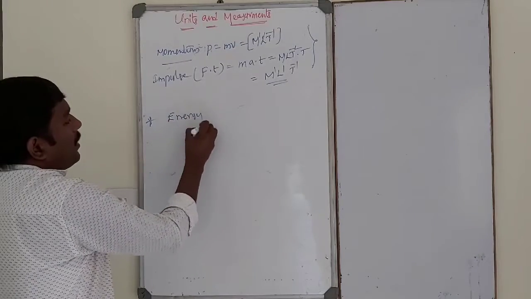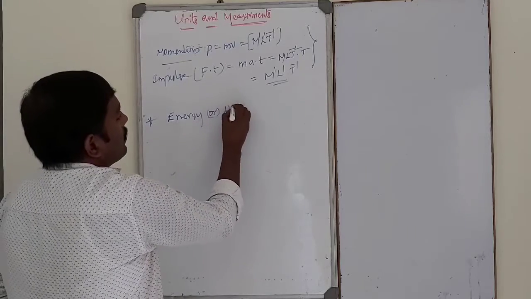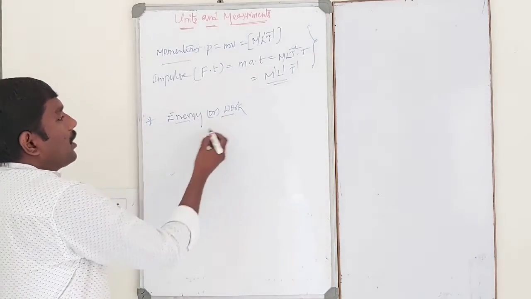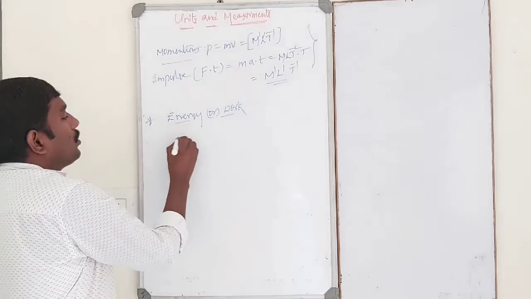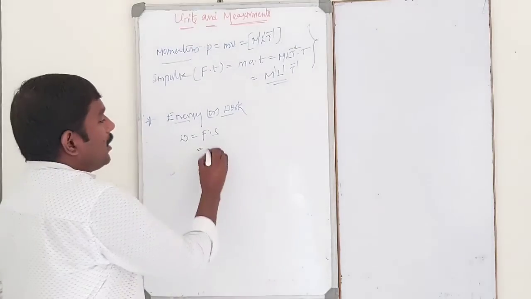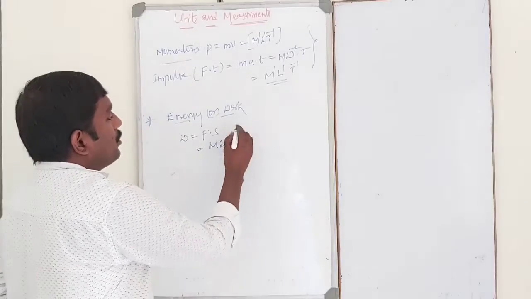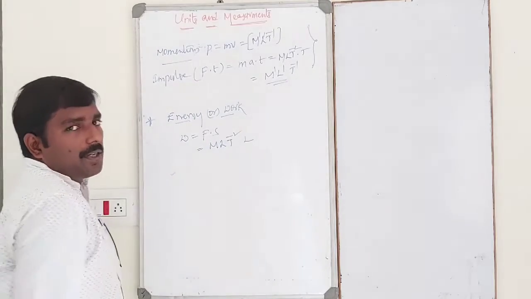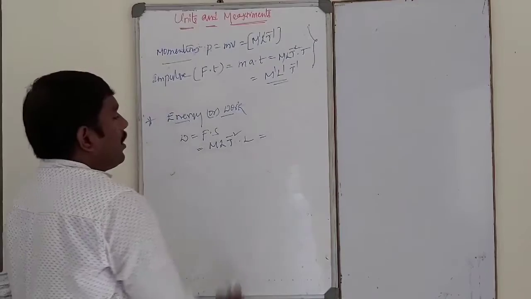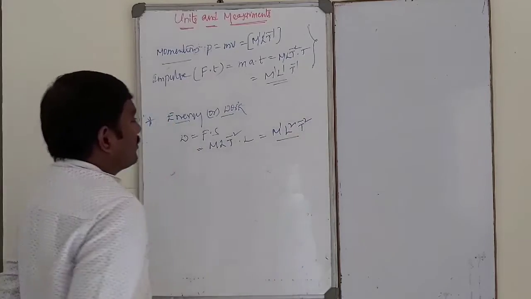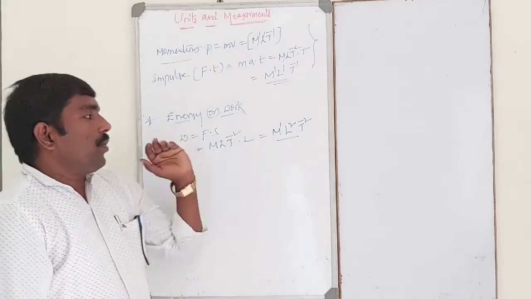Next one, energy or work. Dimensional formula for energy or work. Work done W is equal to force into displacement. Force we already know, that is M L t power minus 2, and displacement is L, displacement or distance, whatever it is. So the dimensional formula for work done is M power 1, L power 2, t power minus 2. This is the energy or work.